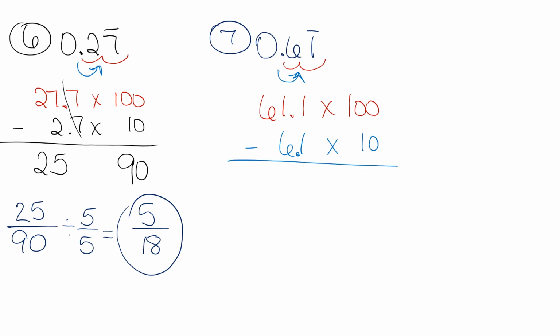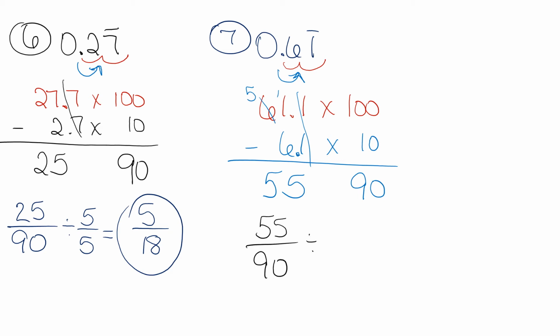And then you can subtract. 100 minus 10 is 90. These cancel. Borrow here. 11 minus 6 is 5. Bring down your 5. So now you have the fraction of 55 over 90. And that can be reduced by dividing the top and bottom by 5. 55 divided by 5 is going to give me 11, and 90 divided by 5 will be 18. So your fraction answer is 11 over 18.